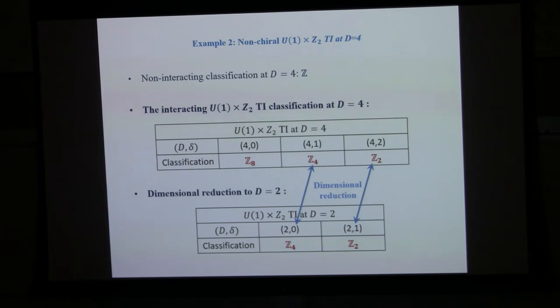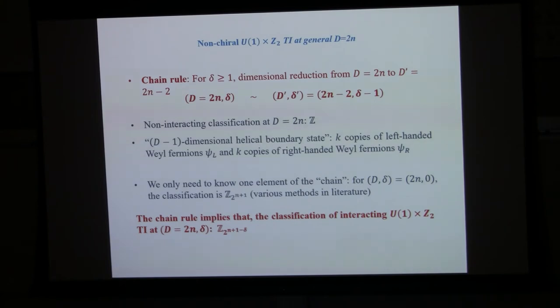So for example, suppose I want to study the classification of a higher dimensional synthetic topological insulator under interaction, with dimension D and synthetic dimension delta. Then we have this kind of relation. If 4-0 is Z8, 4-1 is Z4, and 4-2 is Z2, then we can always reduce 4-2 to 2-0, with the same classification. We can also reduce 4-2 to 2-1, also with the same classification, meaning there's some analytical and physical argument that we can make to connect them. Turns out that in general, there's a chain rule. For a general dimension 2n and delta, we can argue it always has the same classification under interaction as a general dimension 2n minus 2 and delta minus 1. And you can see that there's a whole chain.